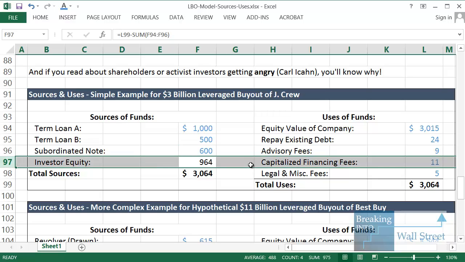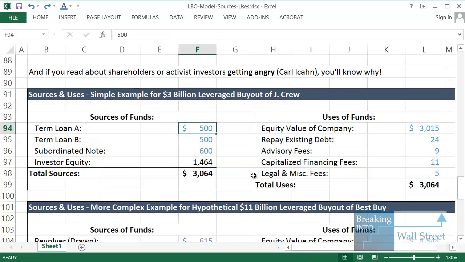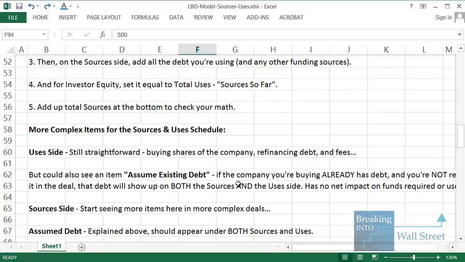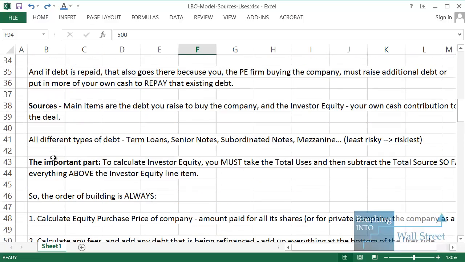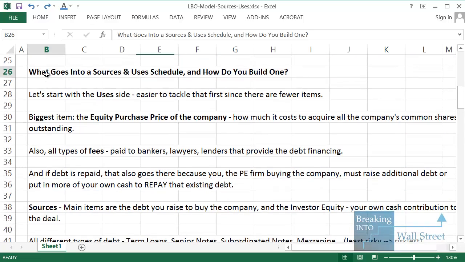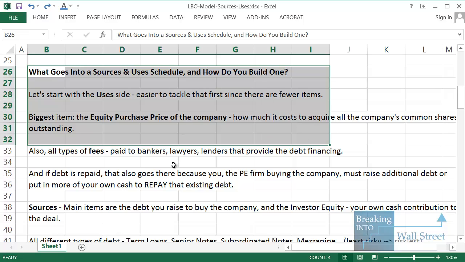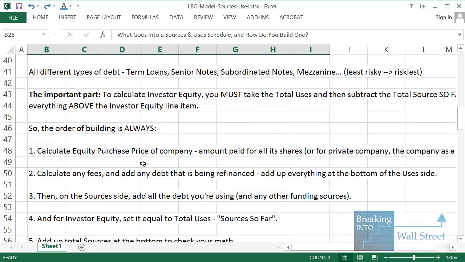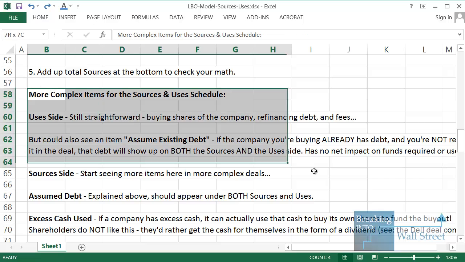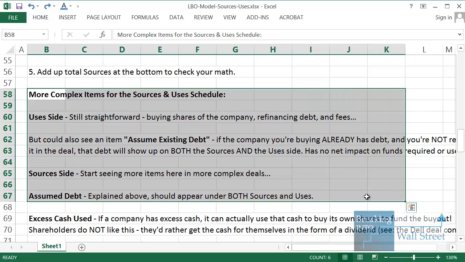So it directly impacts how much cash they're putting in, and it's going to very directly impact the private equity firm's returns on this deal as well. And that's why this schedule is so important. So we're done with this second part of this second step here, what goes into the schedule and how do you build the sources and uses schedule. And now let's go to the second half of this, which is a few more complex items that go into the sources and uses schedule.